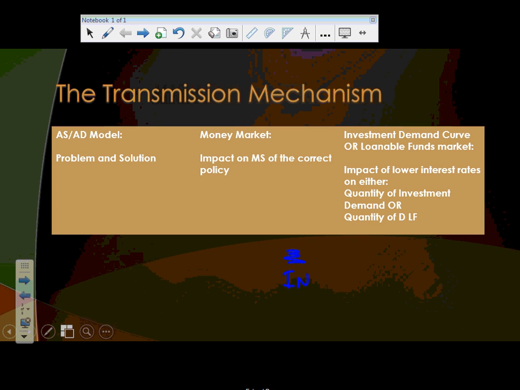It's really three parts. First part, you're going to draw the AS-AD model where you're going to show the problem and the solution. The second part, you're going to draw a money market, okay? And in the money market, you're going to shift the money supply curve based on the correct policy. Finally, in the last one here, you are either going to draw an investment demand curve or a loanable funds market to show how the change in the money supply and the resulting impact on interest rate affects either the quantity of investment or the quantity of the demand for loanable funds.